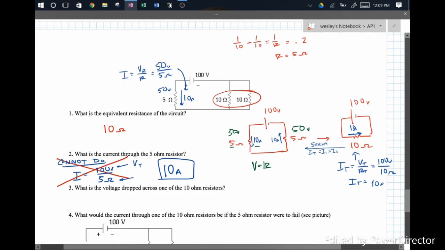What is the voltage dropped across one of the 10 ohm resistors? Well, those are a combination of something in parallel. And in parallel, the total voltage is equal to each one of the individual voltages. They're all equal across the board. So if I have 50 volts here, I have 50 volts dropped across each one of those.